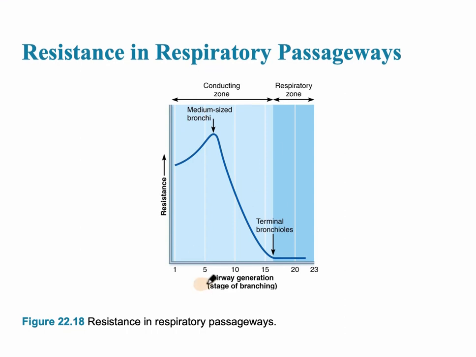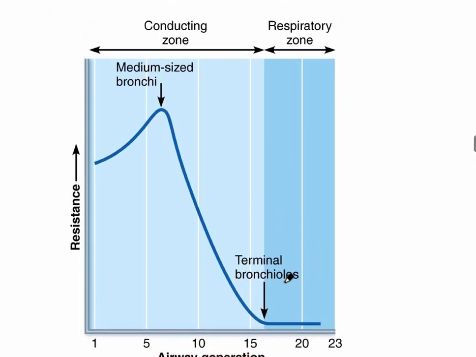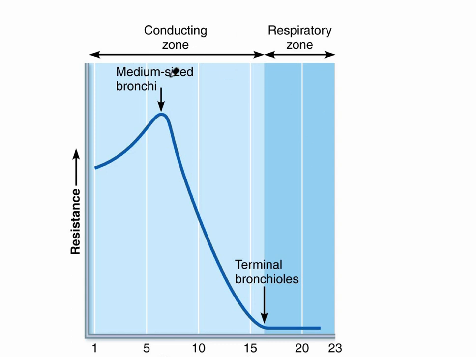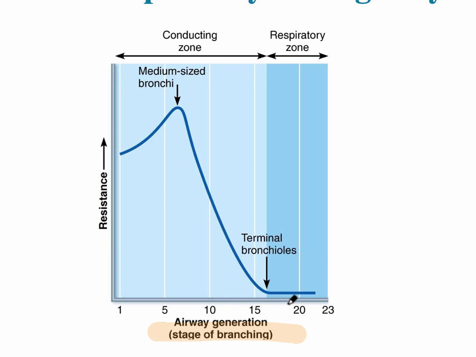And the airway resistance is going to change according to the size of the bronchioles. So as we can see in this diagram, the resistance is on the left-hand side on the y-axis. At the bottom is the airway generation, and that's the stage of branching. Remember, the main or primary bronchi are going to get smaller and smaller. So over here at 1 would be the main bronchus, and as it continues to branch, the resistance increases here.